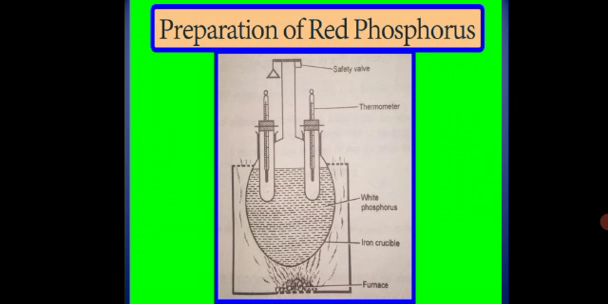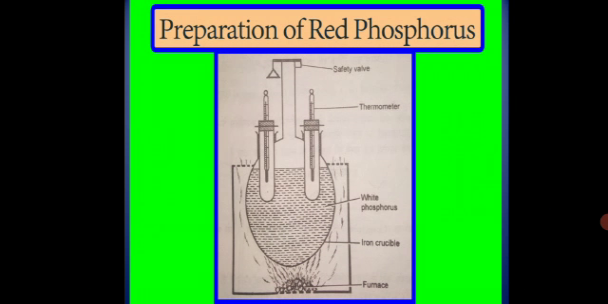The air present in the retort is replaced by an inert gas, for example coal gas or carbon dioxide. The retort is heated in a furnace. During heating, care is taken that the temperature does not exceed 525 Kelvin, because it may convert into another allotrope of phosphorus instead of red phosphorus. The safety valve prevents the pressure from rising beyond a certain limit. After heating for the required time, the retort is allowed to cool.